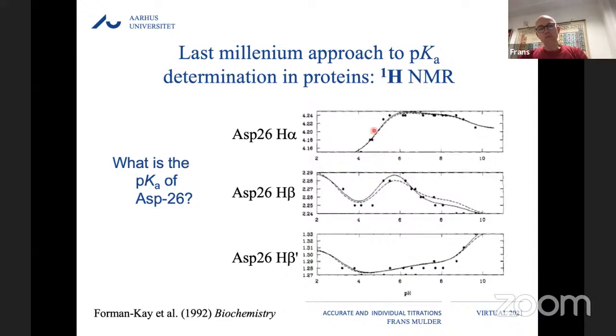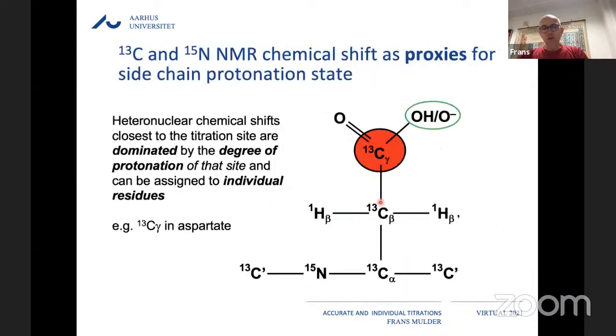So the problem is that these protons respond to everything. They respond to the changes in the electron densities of the side chain of this aspartate, but they also respond very sensitively to charges that are developing in their environment. And if you have this mixture of effects, you don't really know what you're looking at. And so in order to get away from this, we decided that what one should really do is look at nuclei that are as close as possible to where the protonation or deprotonation event takes place.